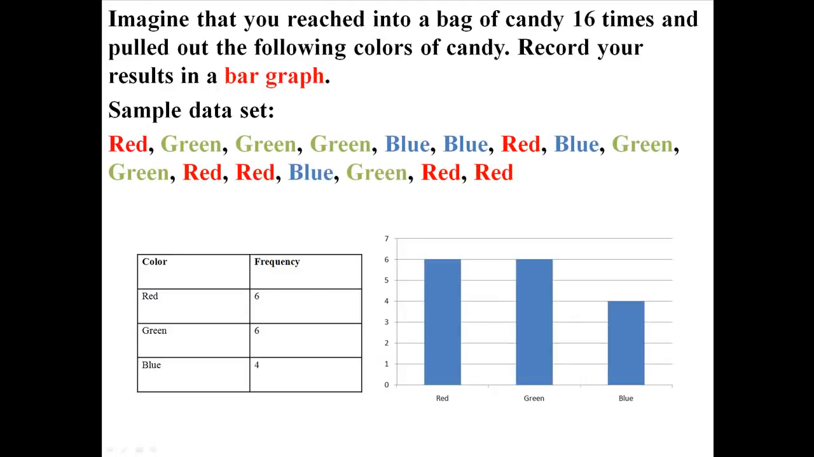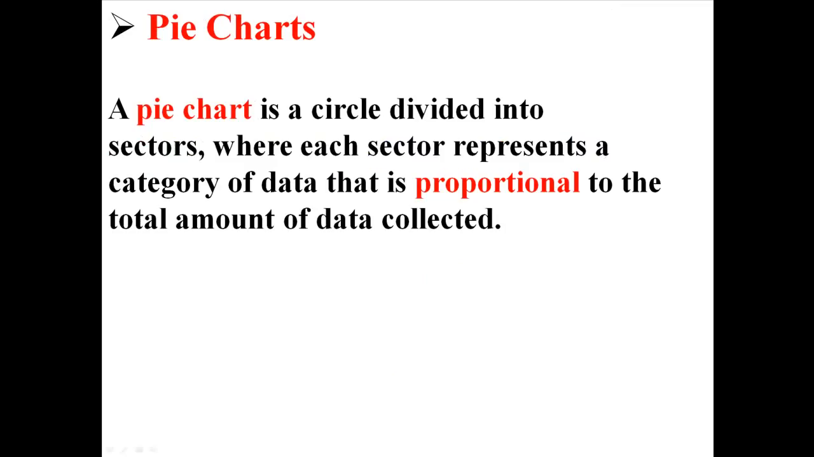So you can see that we have 6 reds, 6 greens, and 4 blues. Notice that this is a bar graph, as in the bars are not touching each other. If they were touching each other, that'd be a histogram, and that'd be something a little bit different. So now a pie chart.